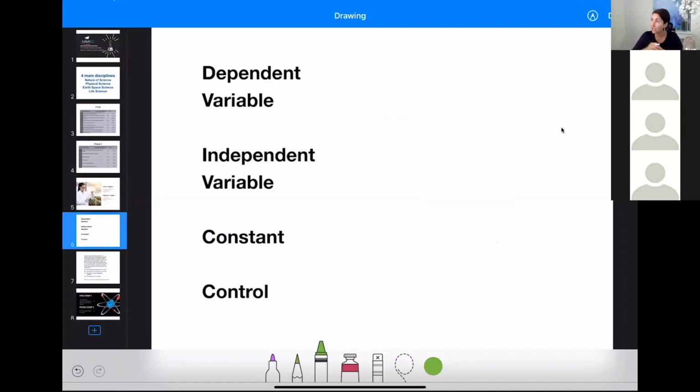The next thing I want to talk to you guys about is your dependent and independent variables along with constants and controls. So let's get away from the actual science, you know, planets, moons, all that. And let's talk about experiments and things you need to know about dependent, independent, constant, and control. So I'm going to do it more of a scenario way.